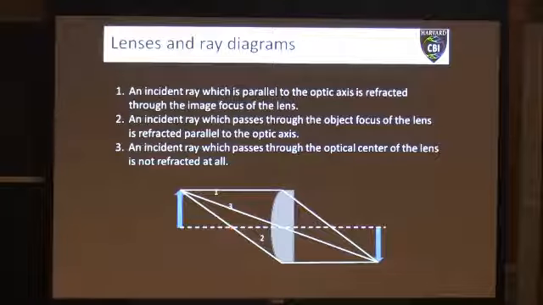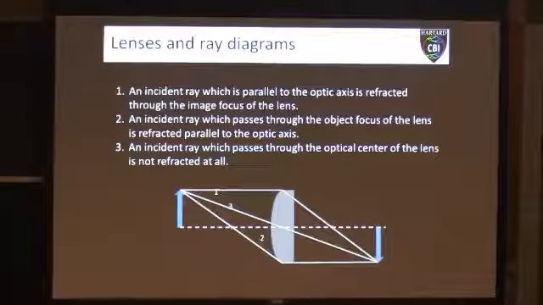Okay? I'm actually going to skip to the third one here. Any incident ray which passes through the optical center of the lens is not refracted at all. So that's this guy here, which goes through the center of the lens. Doesn't refract at all. And any incident ray which passes through the object focus of the lens is refracted parallel to the optical axis. So that's this guy here. It goes through the focal point on this side of the lens, and it gets refracted parallel to the optical axis. Okay? And the point where these 3 rays meet, that's where your object is imaged.